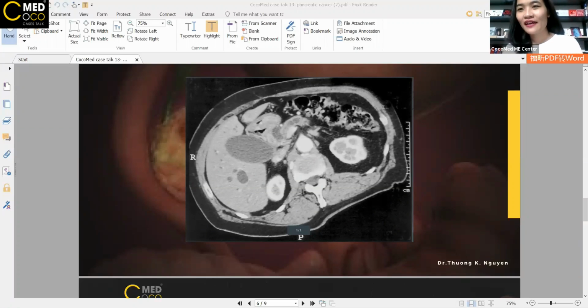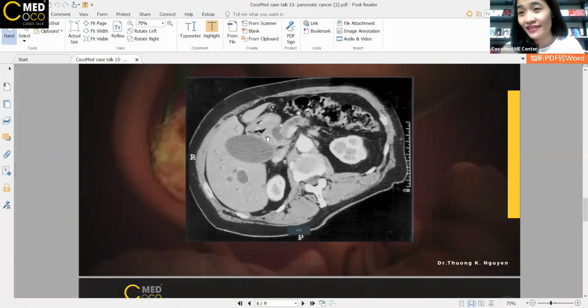So here is a CT scan of the abdomen of this patient. You can see the abdomen has a mass, and this mass can compress the biliary tract and cause those symptoms for this patient.